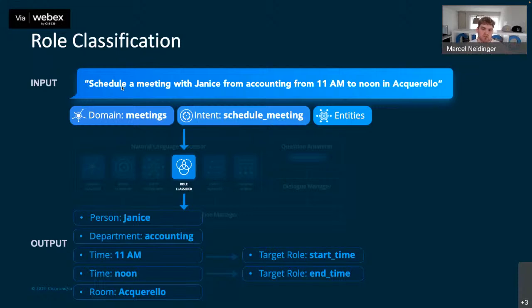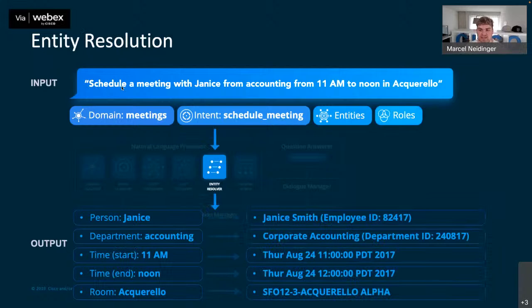What we now need to do is resolve those entities into unique IDs, right? I cannot just send the WebEx API request and say, hey, schedule a meeting with Janice. The service will come back and say, who's Janice? We need some sort of person ID, or some sort of email address, something that uniquely identifies that person. The same for the room identifier, right? In most room booking systems, you would have something like a room calendar. So what we need to do is entity resolution using an entity resolver.